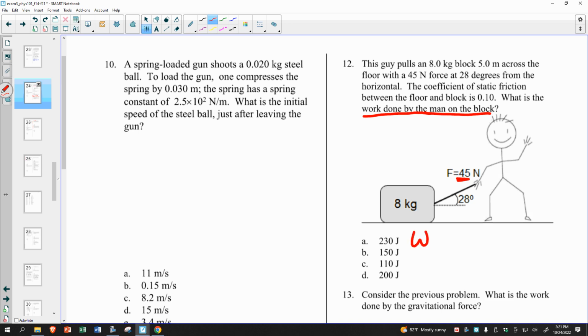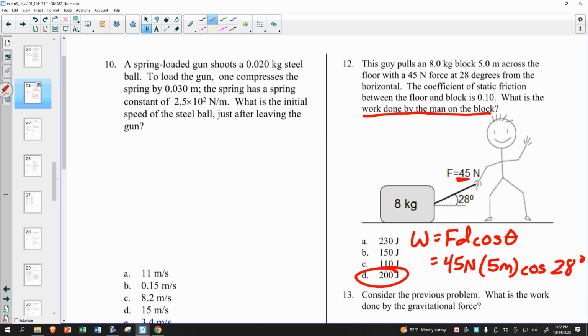So in order to find that work, it's F d cosine theta. That means the work is 45 newtons times the displacement, which is 5 meters, times the cosine of the angle, which is 28 degrees. If I do 45 times 5 cosine of 28, I get 200 joules. So this force does 200 joules of work.